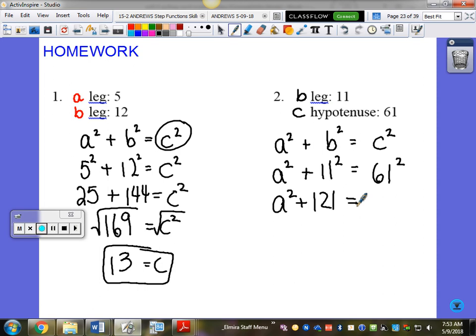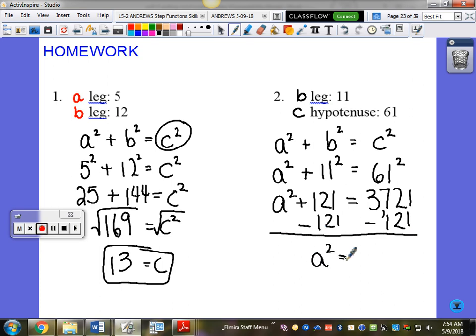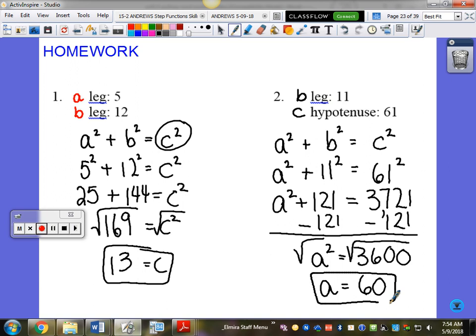61 squared, I can't do that in my head. 3,721. Subtract 121. It's 3,600. Square root both sides. So the other leg, this one comes out even also. The other leg is 60.